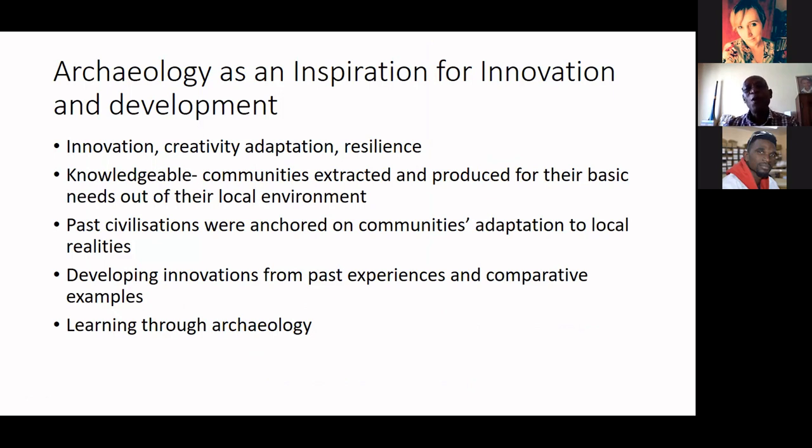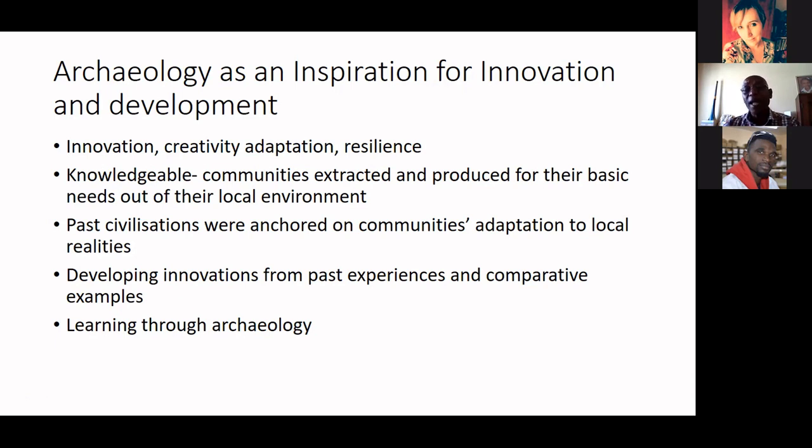If one looks at what we deal with as archaeologists, whether we're looking at Stone Age industries, metallurgy, or food production and the domestication of plants and animals, all those are innovations. All those reflect creativity and adaptation. All those reflect matters of resilience by past societies.